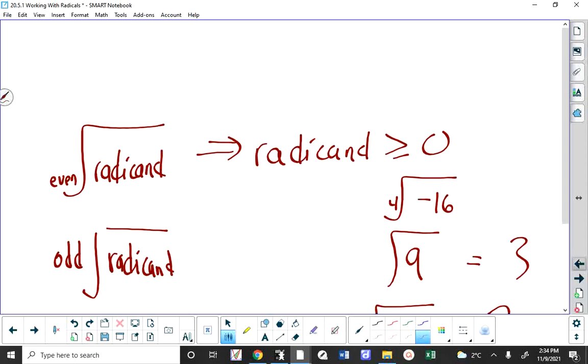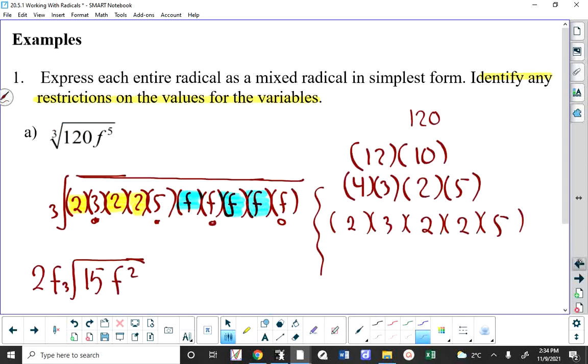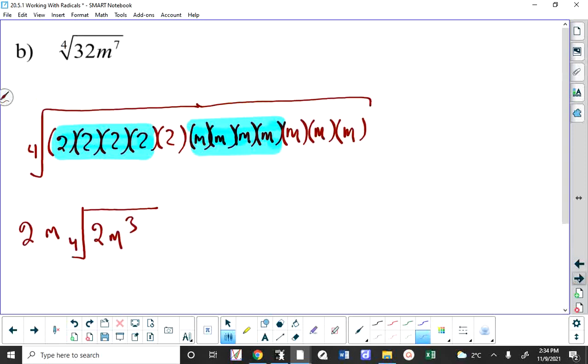So, and please don't forget your question, Ariana. For A, there are no restrictions on F. And by the way, you always look at the original question to get your restrictions. There are no restrictions on F because it's a cube root. It's got nothing to do with how many F's are in there. However, for B, we have to say that M must be greater than or equal to 0, because you're not allowed to take a 4th root of a negative number.